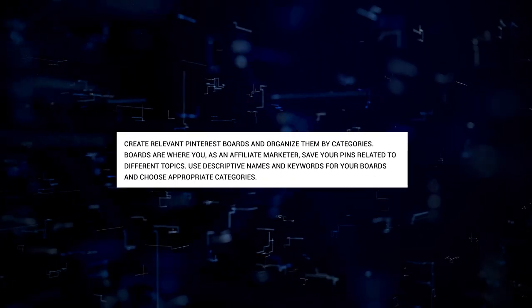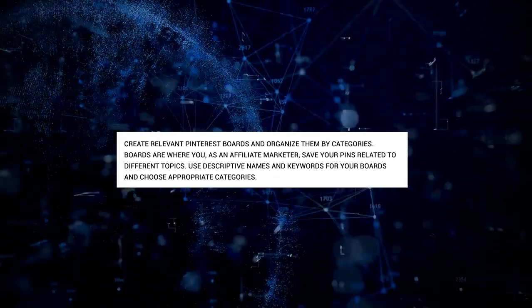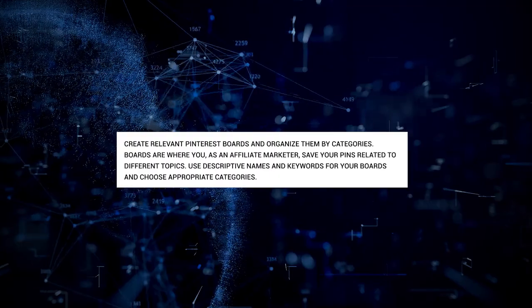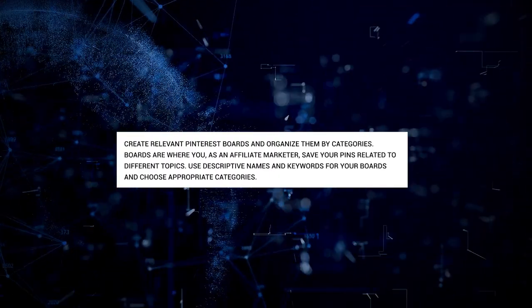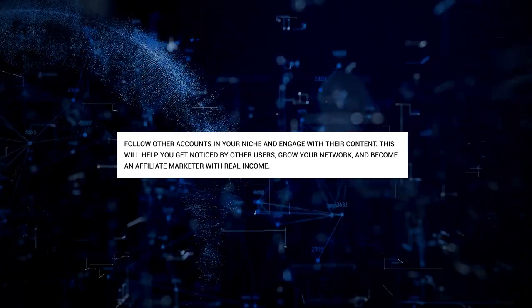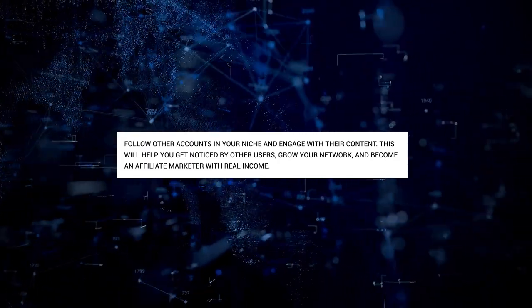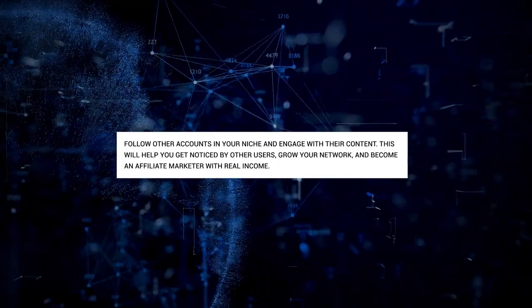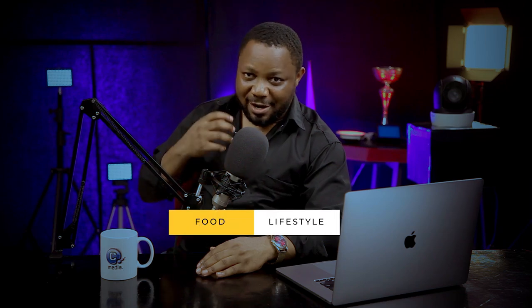Create relevant Pinterest boards and organize them by categories. Boards are where you, as an affiliate marketer, save your pins related to different topics. Use descriptive names and keywords for your boards and choose appropriate categories. Follow other accounts in your niche and engage with their content. This will help you get noticed by other users, grow your network, and become an affiliate marketer with real-time income. Some examples of popular niches are money and finance, health and fitness, food, and lifestyle.